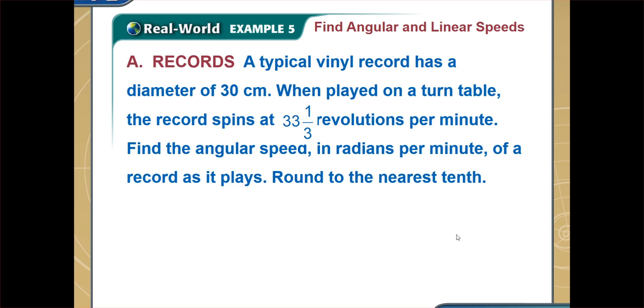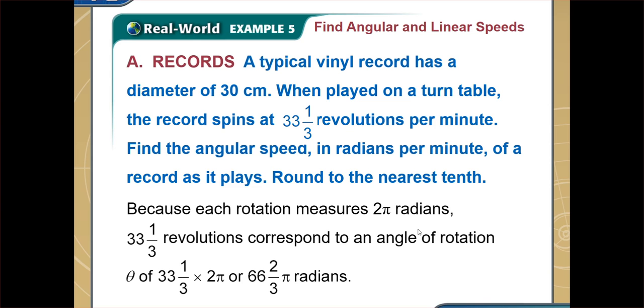So let's go ahead and start with converting the number of revolutions to radian. We know that each rotation equals 2 pi radian. So 33 1/3 revolutions we can convert to radian by taking 33 1/3 times 2 pi. That will give us 66 2/3 pi radian. So that will be our angle of rotation theta.